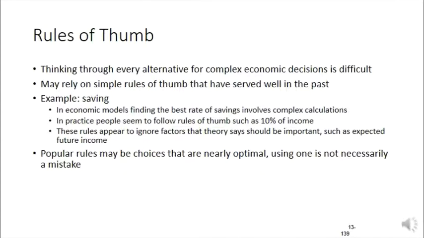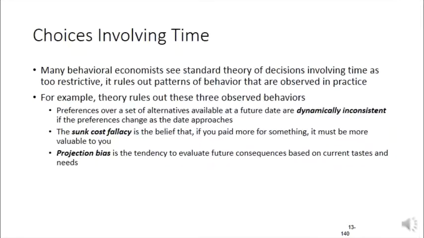Put differently, when we're making these complex economic decisions, thinking through all these alternatives is going to be difficult. And often we'll have to rely on simple rules of thumb. But this might create suboptimal choices, and it's up to us to evaluate what these choices look like, particularly involving choices over time where we don't want to be dynamically inconsistent or fall susceptible to sunk cost fallacies.